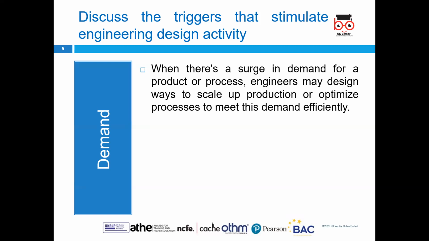The next factor is the demand. So whenever there is a surge in demand for a product or process, the engineers may design ways to scale up production or optimize processes to meet this demand efficiently. For example, if there is a demand for cars, or for example, we can take, there was a huge demand for masks during COVID-19. So this demand was fulfilled through Amazon and other e-commerce players. So when there was a surge in demand for the product or process, the engineers scale up production or they optimize processes to meet this demand efficiently.